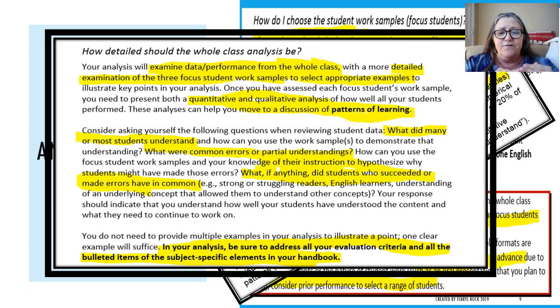In your analysis, it's very important to address all of your evaluation criteria and all of the bulleted items of the subject-specific handbook. Again, this is something that's not in your prompt 1 of task 3. Prompt 1 does not tell you to analyze student work based on subject-specific emphasis, but it says it here, and this comes from your making good choices. And it makes sense because once you've taken it this far, when you get to the final prompt in the assessment commentary, you've got to talk about next steps in relation to that subject-specific emphasis.